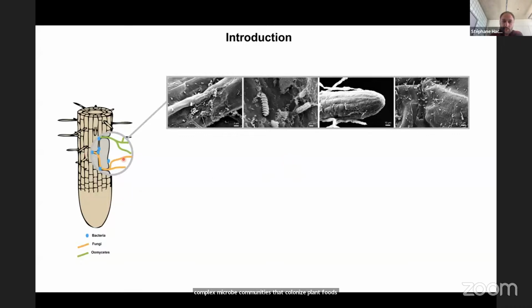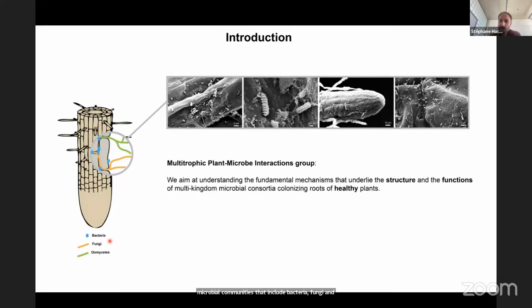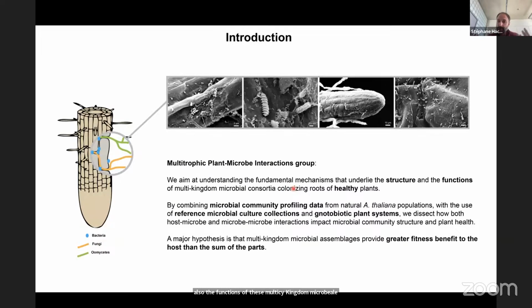As you know, in nature, the roots of healthy plants are colonized by very complex multi-kingdom microbial communities that include bacteria, fungi, and oomycetes that evolved in different kingdoms of life. In my group, we aim at understanding the fundamental mechanisms that underlie not only the structure, but also the functions of these multi-kingdom microbial communities that colonize plant roots.